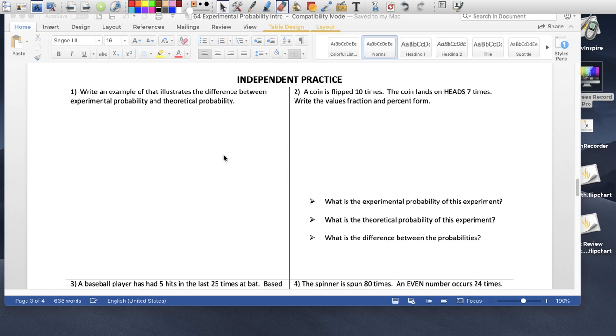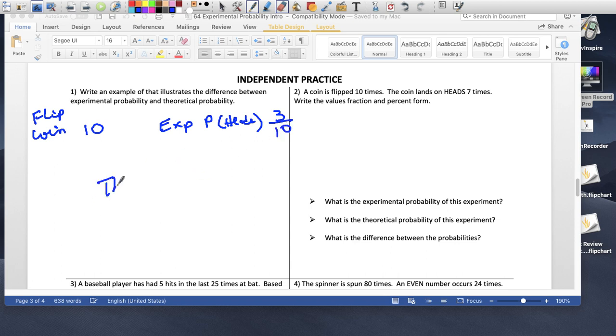Write an example that illustrates the difference between an experimental probability and a theoretical probability. So this could be on anything. So you flipped a coin 10 times, and in your experiment, the P of, let's just make heads, was 3. You got heads 3 times out of the 10.